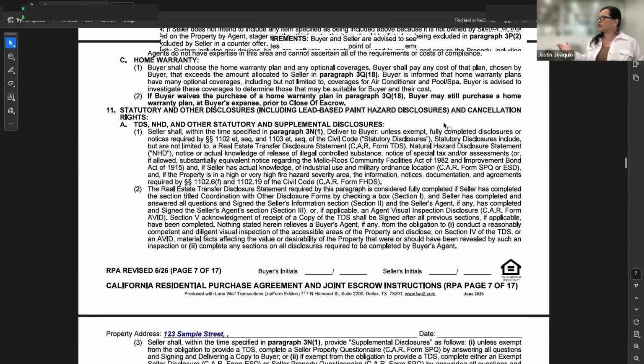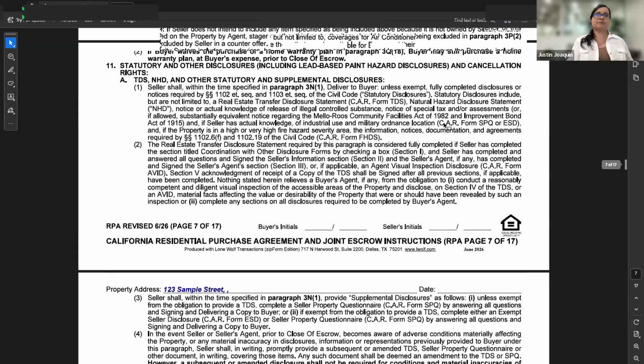C, home warranty, super simple. Even if the buyer elected originally not to, it just says the buyer can at any time still purchase a home warranty at whose expense? At buyer's expense. Because if they didn't ask for it in the beginning, they can always add it, don't panic, but it'll be at the buyer's expense.